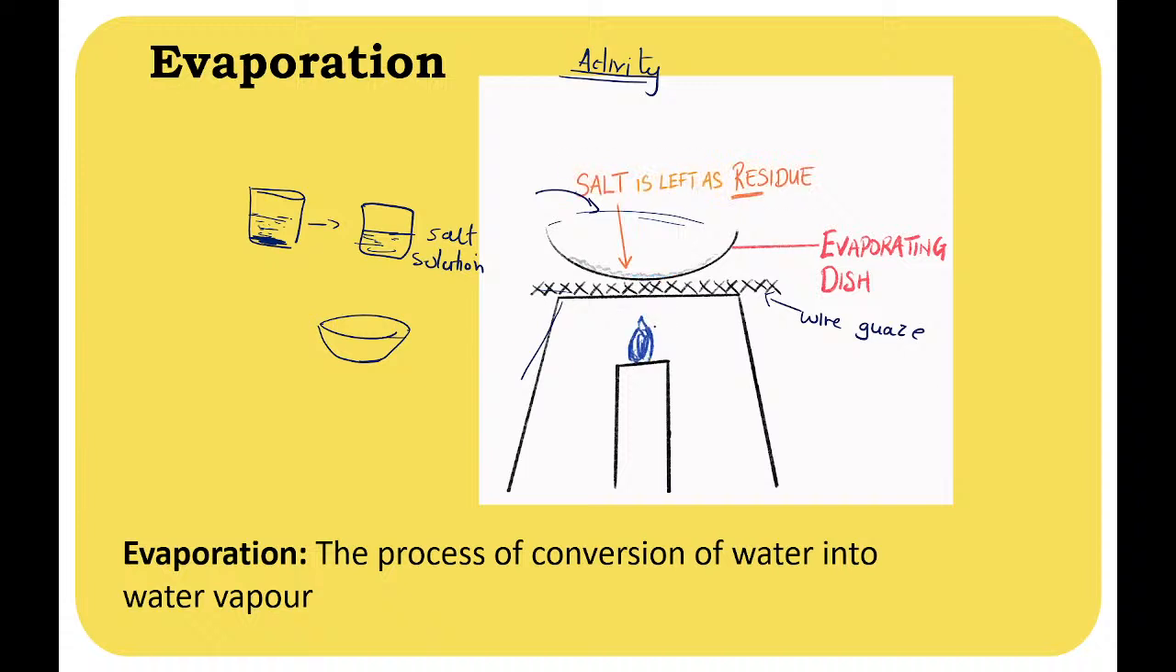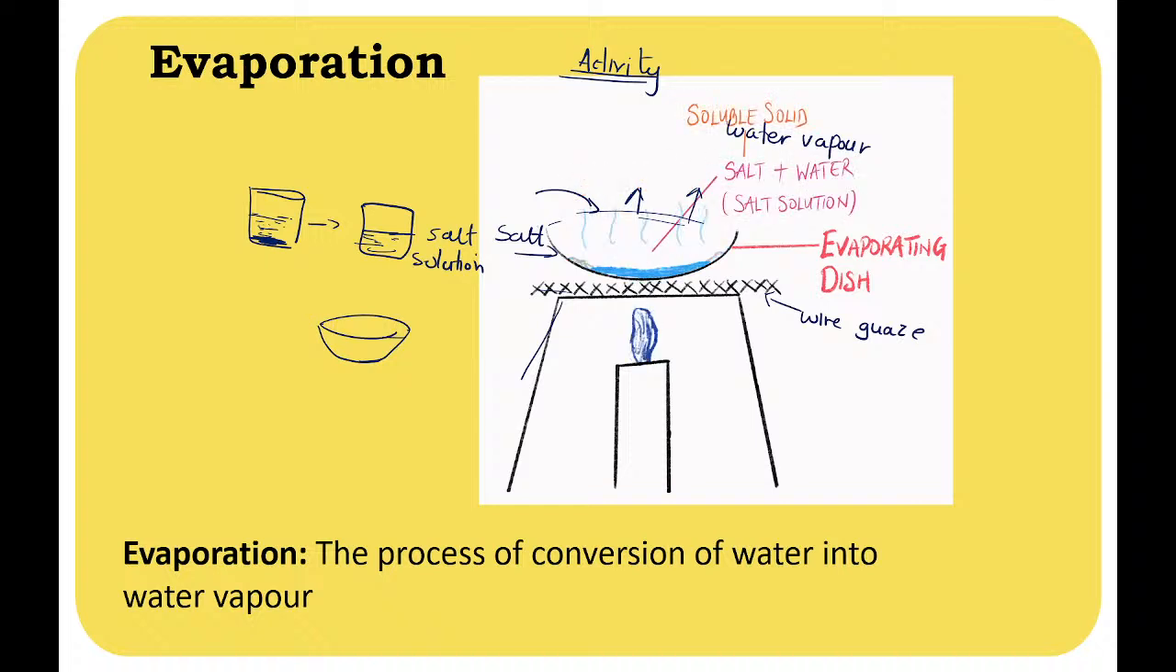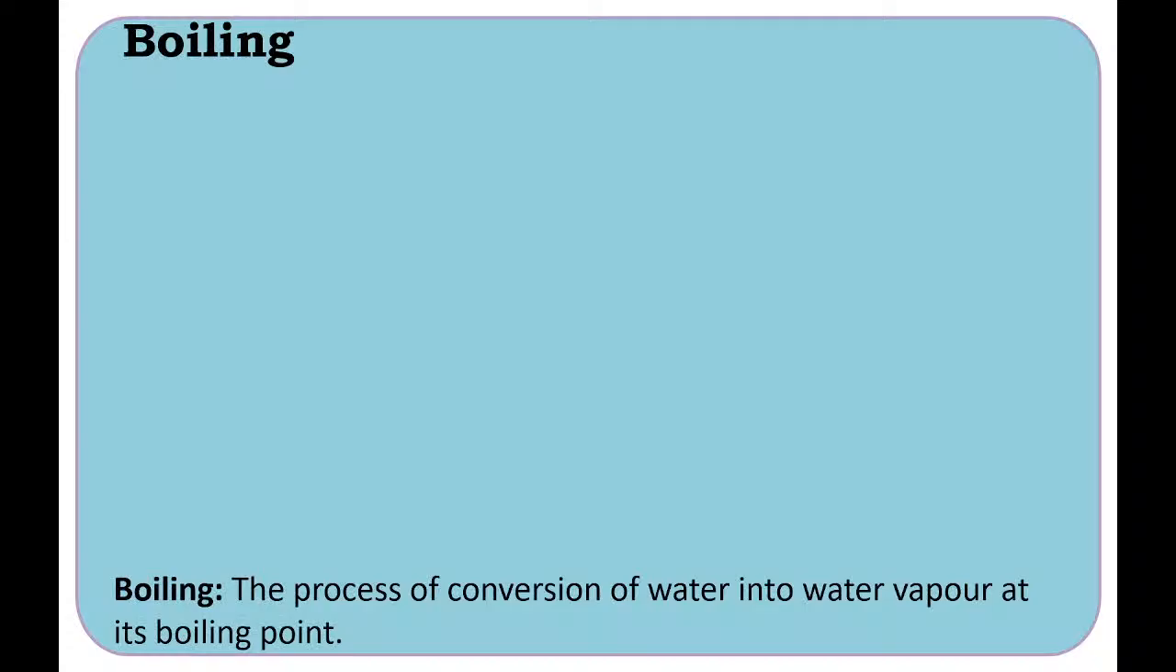what will happen because of the heat? All the water will get converted into water vapor. And what will be left in the dish? Only salt. So the process of converting water into water vapor is called evaporation. This method is used to separate salt from salt solution.